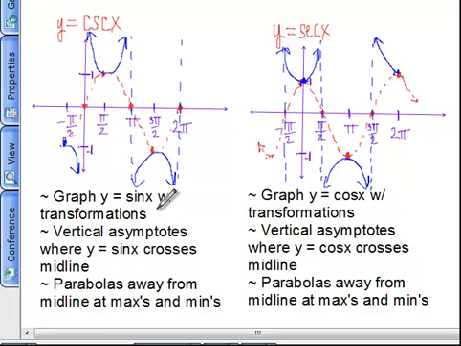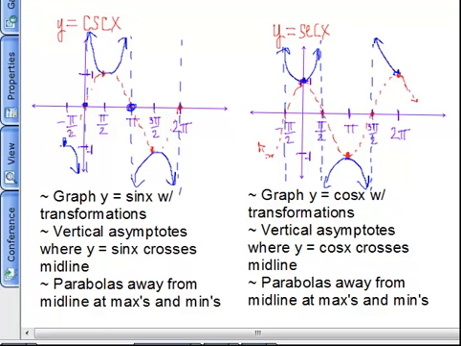You would do the transformations just like we did in the previous section. Then you have to remember to draw vertical asymptotes where that function crosses the midline, and parabolas at the minimums and maximums that open away from that center line. So for cosecant of x, I would actually graph sine of x. Here is the parent function sine of x with no transformations. Wherever it crosses the center line, I draw my vertical asymptotes. Here is my midline, or center line, and then the parabolas open away. Secant is pretty much the same thing, except you're graphing cosine of x.